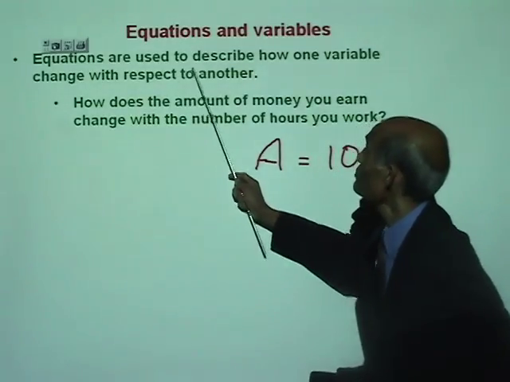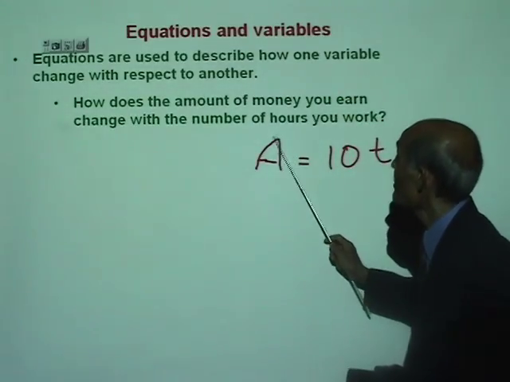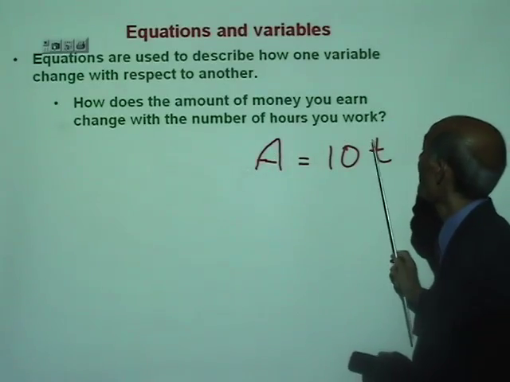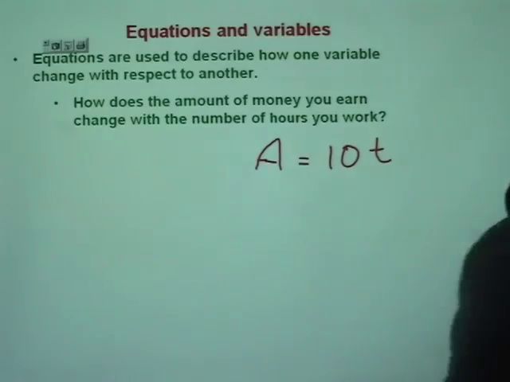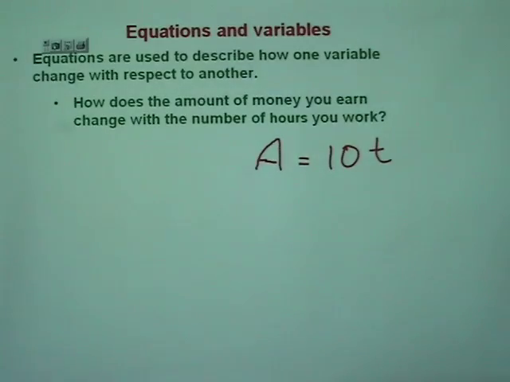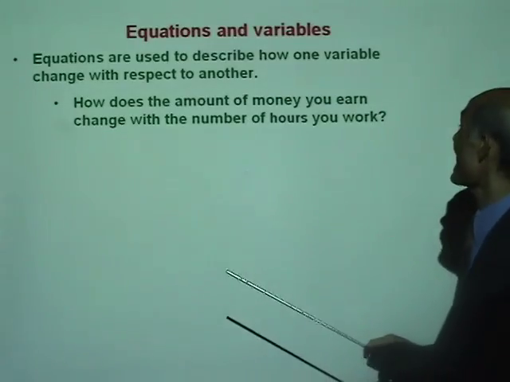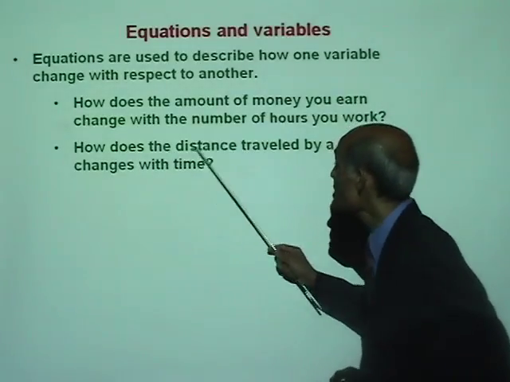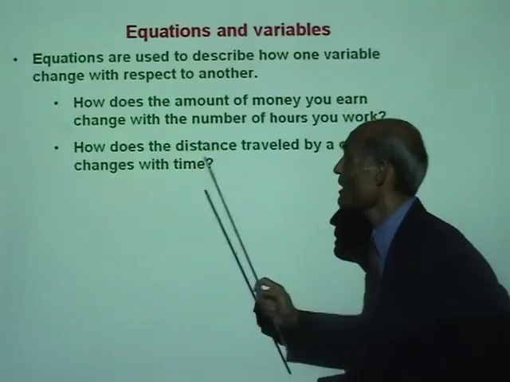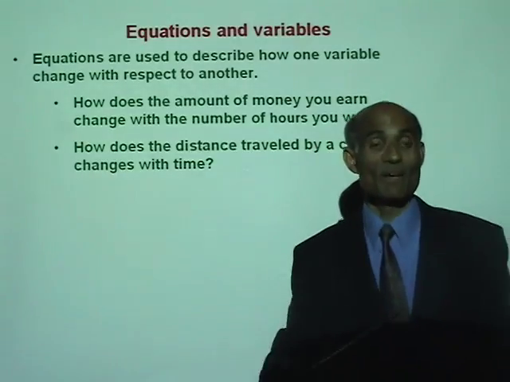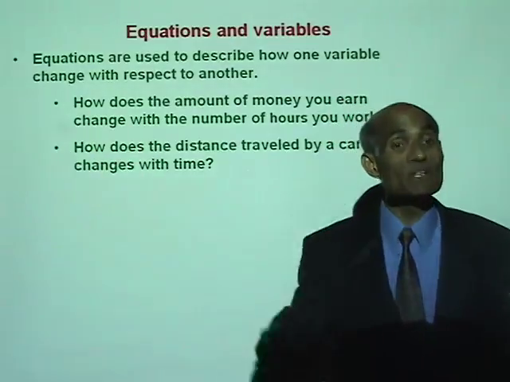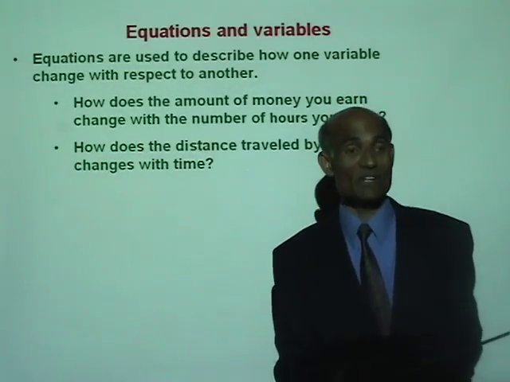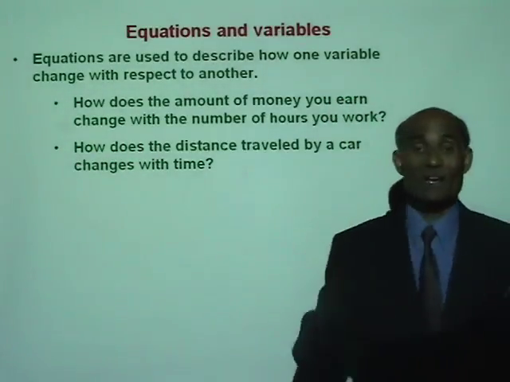Now, an equation is used to describe how one variable, the amount of money, varies with another variable. You see that? Okay, you can write equations for many physical situations like this. Now, how does the distance traveled by a car change with time? The more time you drive, the more will be the distance. Is that right? Yes. Now, we can write a similar equation.